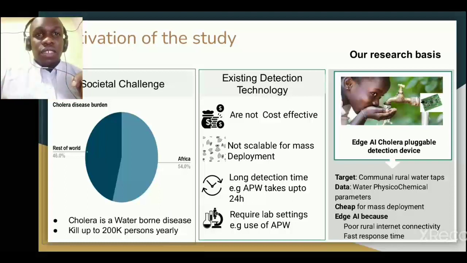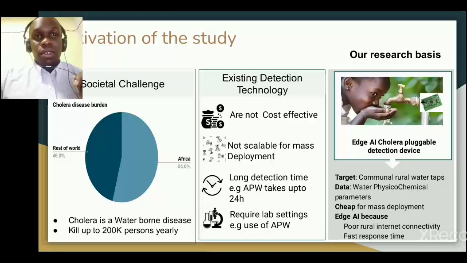So the motivation of this study was based on the societal challenge of the cholera disease burden. We noticed that Africa accounts for 54% of the disease burden in the whole world. So it's a global pandemic, and Africa accounts for over half of it. Cholera is a waterborne disease that causes up to 200,000 deaths yearly. So this was a motivation for our study.